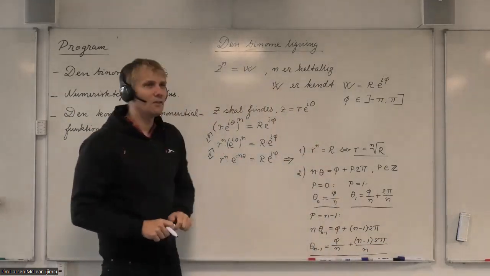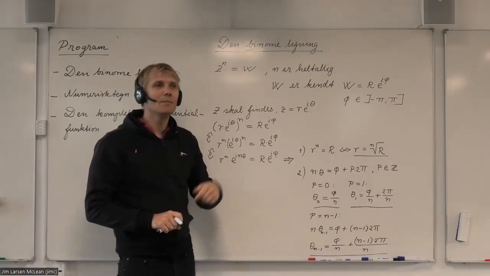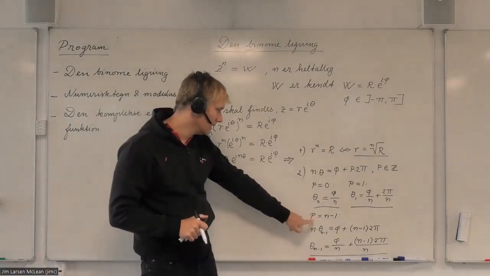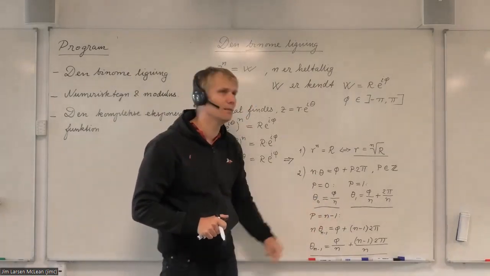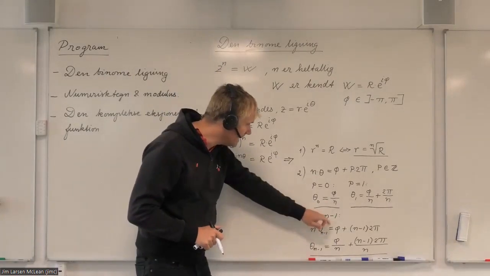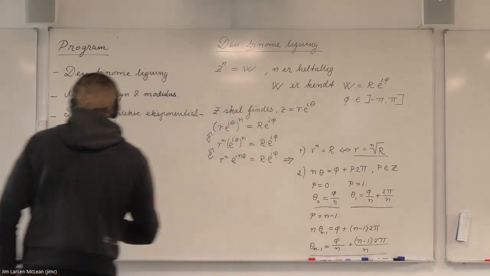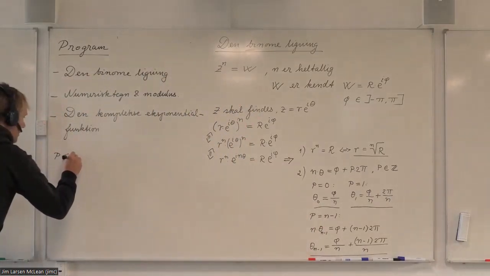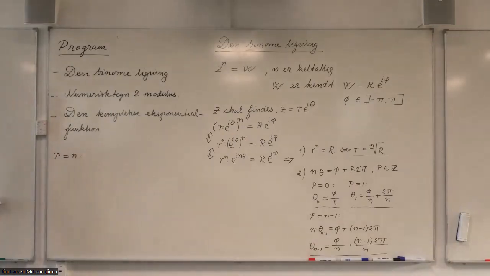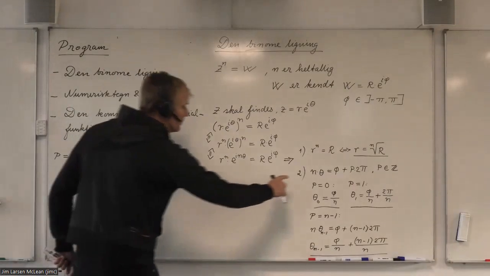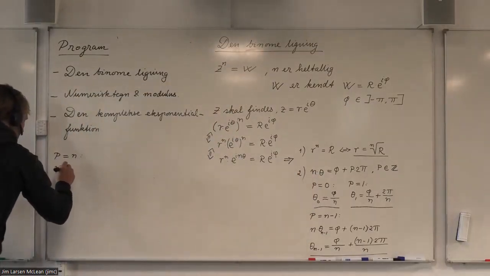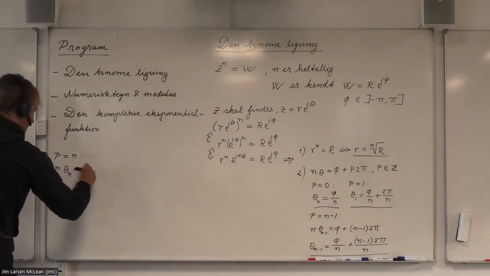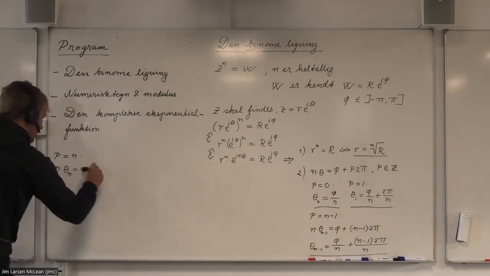And why is it the last one that works? That's because if you try to set p equal to n, then that would be the next value. Look, p equal to 1, 2, 3, 4, 5, all the way to n minus 1. Then you take the next one that comes after n minus 1, which has to be n, right? But if we set p equal to n, let's just try that over here. Then we'll see what we get. Then you'll see I end up with something I've had before. If I set p equal to n, then it will end up as n times theta n equals phi plus n times 2 pi.